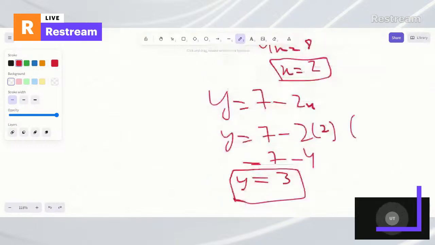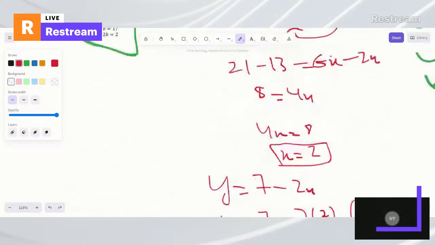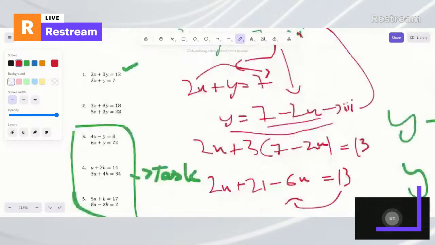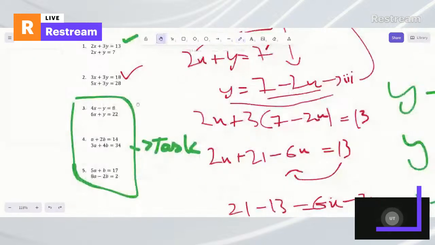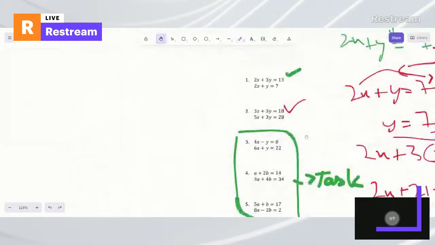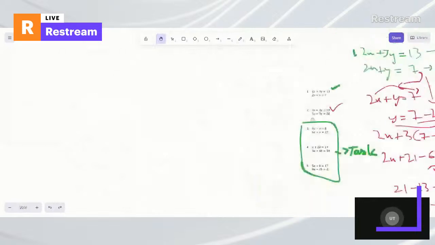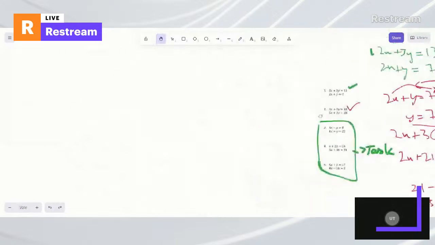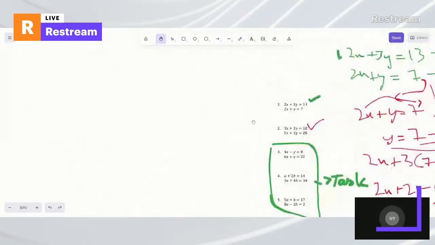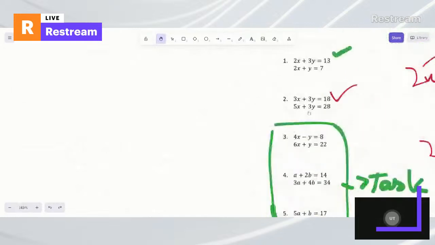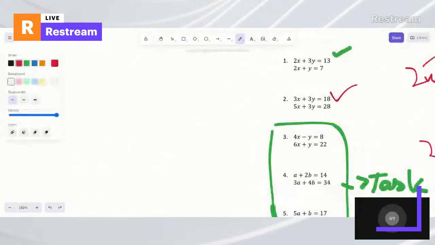So the coordinates are 2 comma 3, right? And now if we simplify this question, this is going to be the last question of this evening. So if there's anything that you do not understand, kindly write it in the chat so we can answer it before the live ends. All right, you can ask your questions while I'm doing this question.